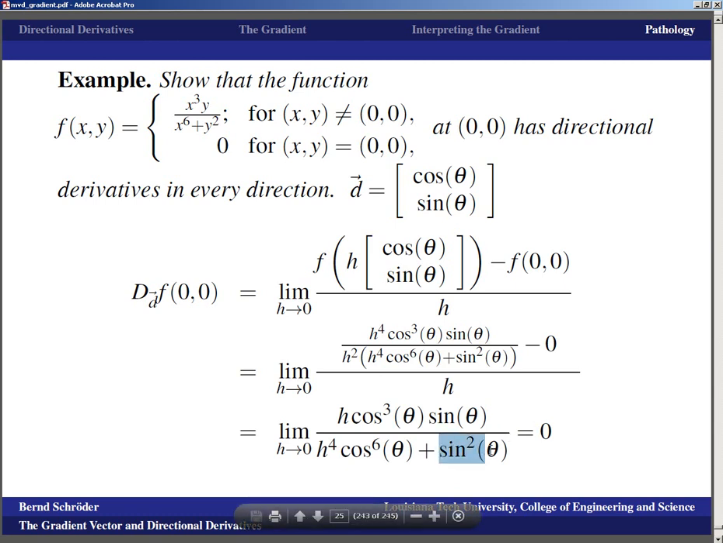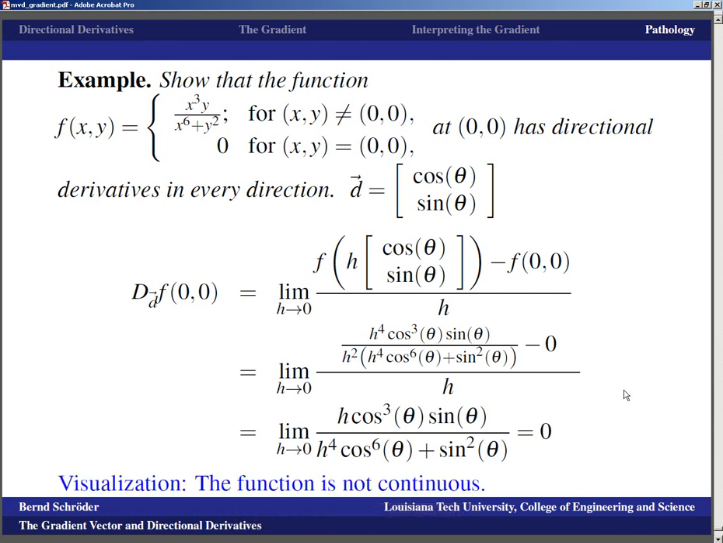And that's because as long as sine theta is not equal to 0, it doesn't matter that this h to the fourth makes this stuff get small. As h gets small, the denominator will be about sine squared theta, and the numerator will go to 0 because of h. So when sine theta is not equal to 0, the limit will be 0 because we have h going to 0 and a non-zero denominator. And when sine theta is equal to 0, it doesn't really matter what we do, because sine theta equals 0 gives us a 0 in the numerator that is not cancelled because the denominator is not 0 because of this part here. And so that means we get a limit of 0 there also.